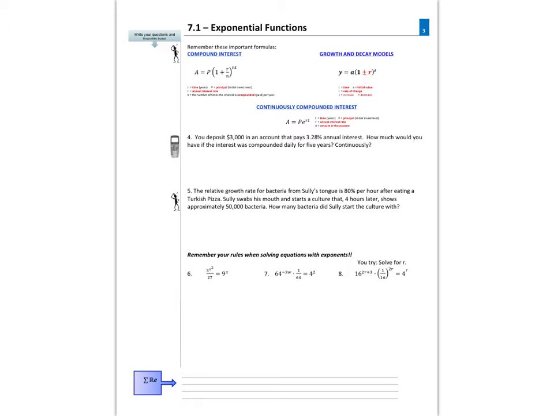Okay, so on this page is where it actually gets interesting because we're starting to use it. And most of these exponential functions is basically just using the formulas and things like that. So notice on the top we've got our compound interest formula, which is this one, okay? And they tell you what all these things mean. You basically should know this. You should memorize that, okay?